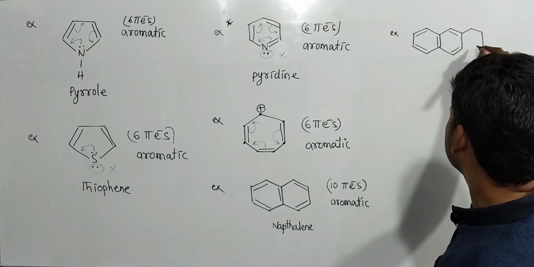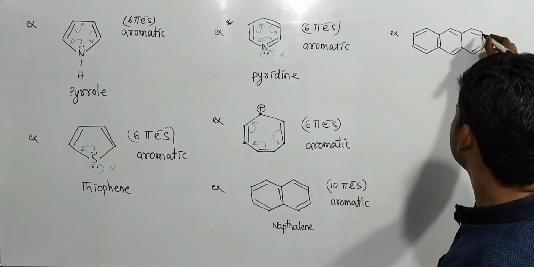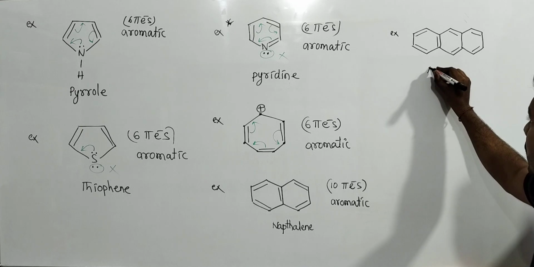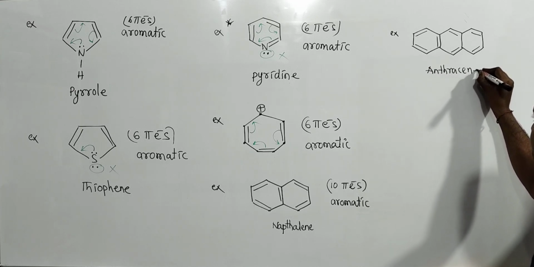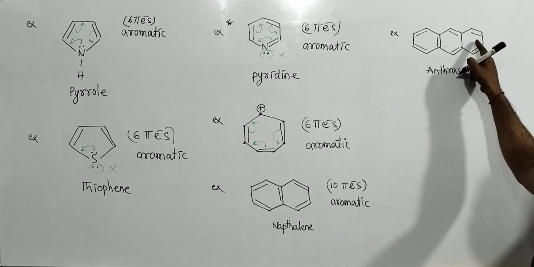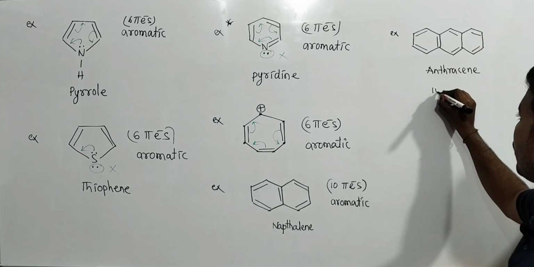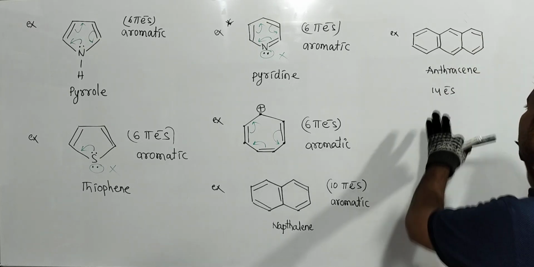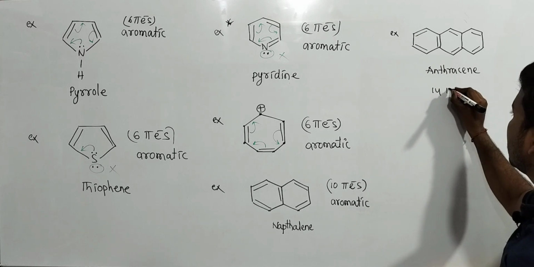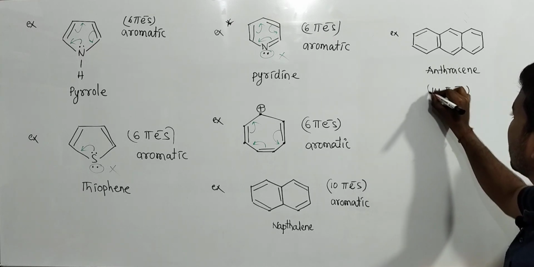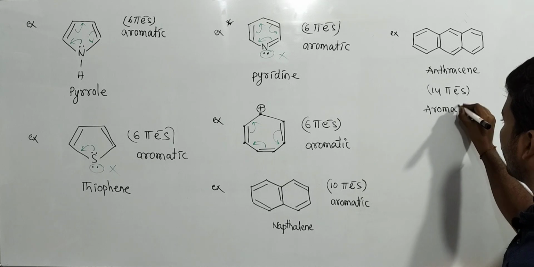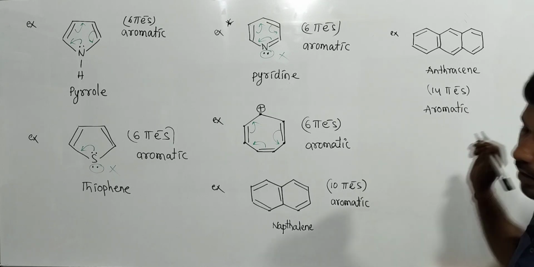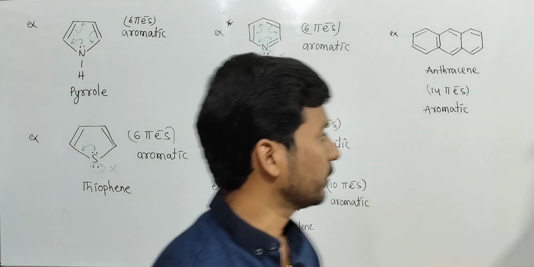Three fused rings: anthracene. How many pi electrons? 1, 2, 3, 4, 5, 6, 7. 7 times 2 is 14 pi electrons. 14 pi electrons in conjugation means this is aromatic. Hückel numbers 2, 6, 10, 14, aromatic.